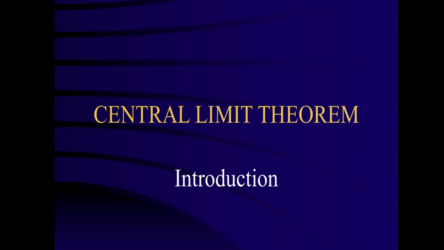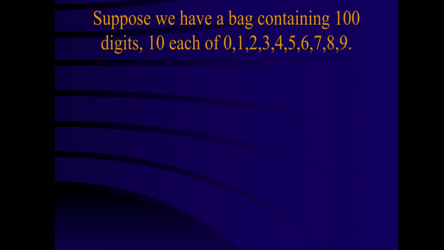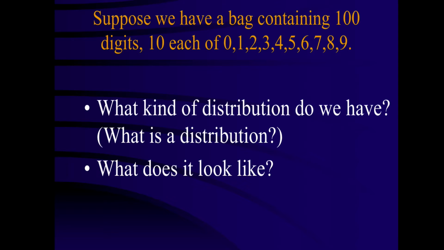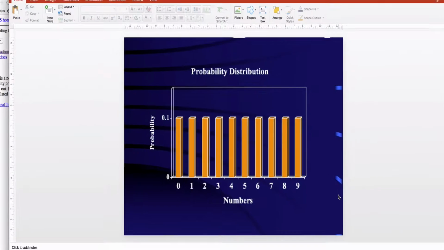Now this isn't part of the course, but I wanted to do an introduction because this is the underpinnings of everything in this unit that I'm going to talk about from here on. The next bit is going to be about proportions, but I'm going to talk about the central limit theorem in terms of the context of a really basic example, where we've got a bag containing 100 digits, 10 each of 0 to 9. Let's say they're on plastic cards. And so what kind of distribution do we have? We could draw that and see what it looks like.